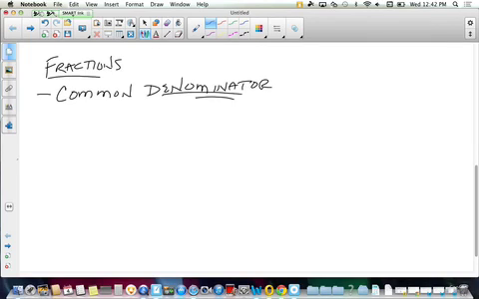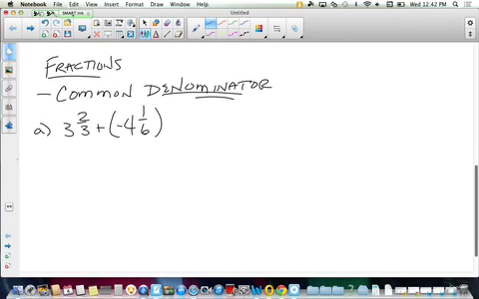Okay? The denominator is the number on the bottom of the fraction. So, for example, say I had 3 2/3 plus a negative 4 1/6.